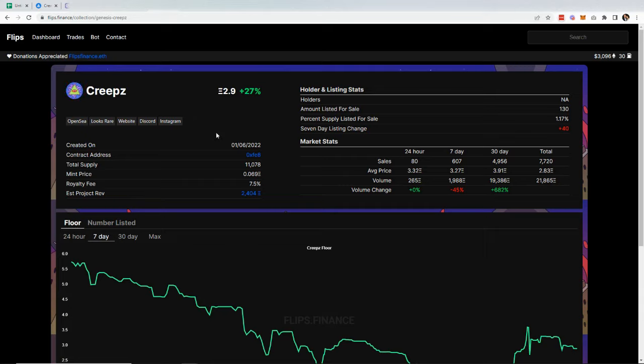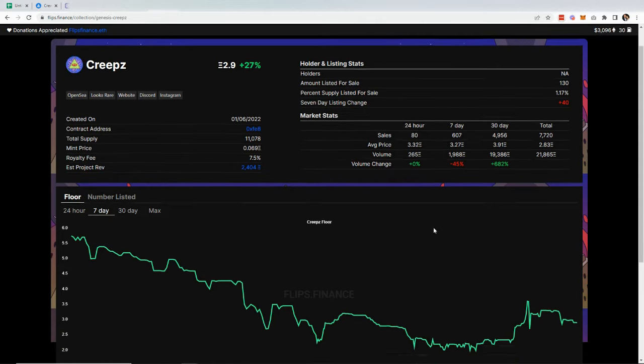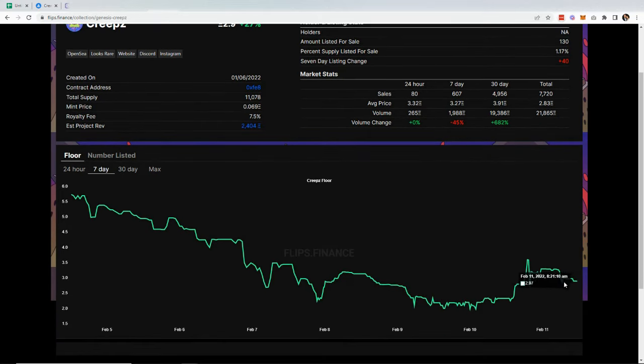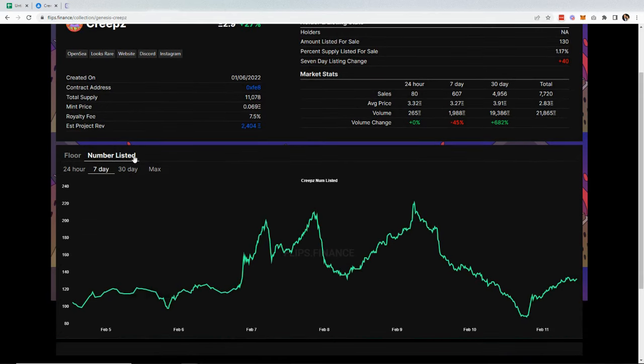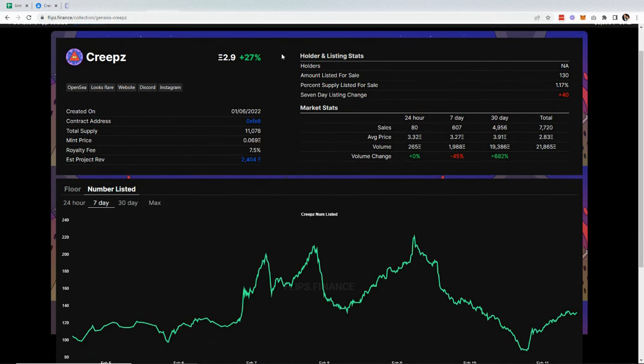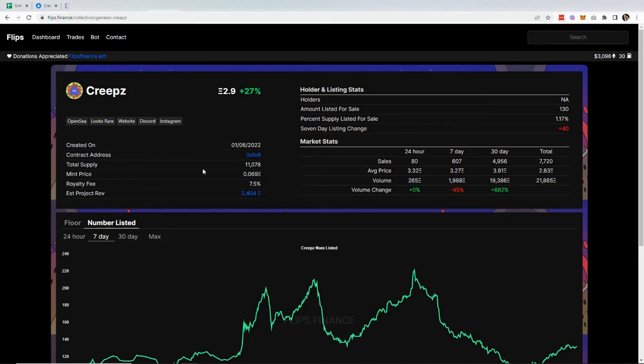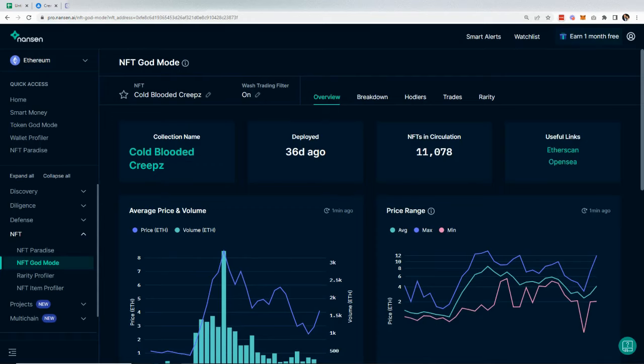So let's say we want to go ahead with Creeps. We can see that the floor price is stable enough. It went down a little bit, but it's not much, and it generally is seeing some momentum again, which is really good. We also like to go under numbers listed and see the numbers went down like crazy and then up a little bit. Usually you want to see the numbers go down, because the less that are listed, the more the price is going to go up. So that's just something for you to keep in mind as well.